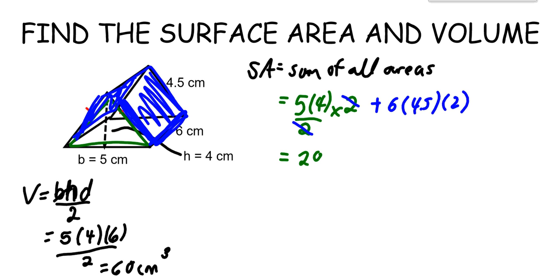Then finally, we have the bottom rectangle, which in this case will be 5 by 6, and there is only 1 of those.